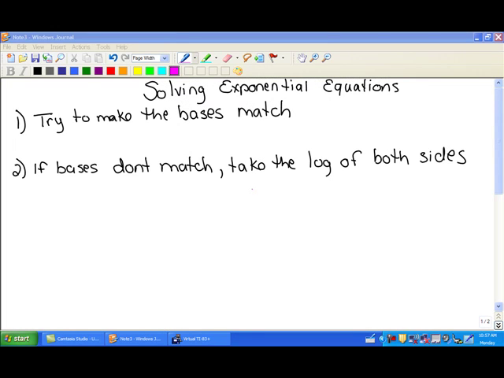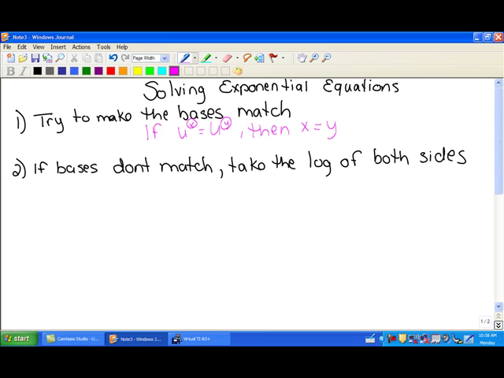In this section, we're going to look at solving exponential equations. The method is always to try to make the bases match first, because if the bases match, we can use the property that says if u to the x is equal to u to the y, then x has to equal y. Or in layman's terms, if we can make the bases match, we can forget about the bases and just set those exponents equal to each other.